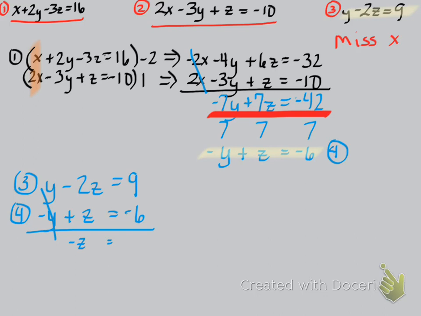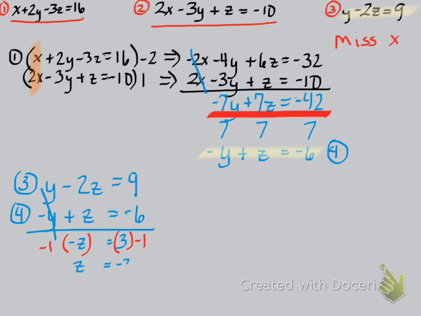And 9 plus a negative 6 gives me a 3. Well, that gives me negative z is equal to 3. And if I multiply both sides by negative 1, that solves it to where I have z is equal to something.